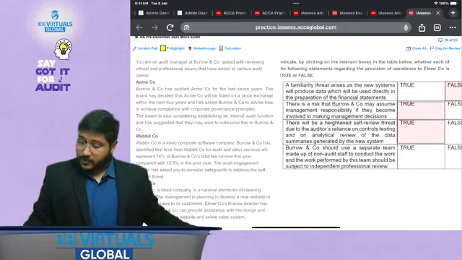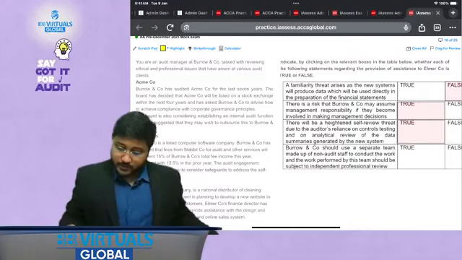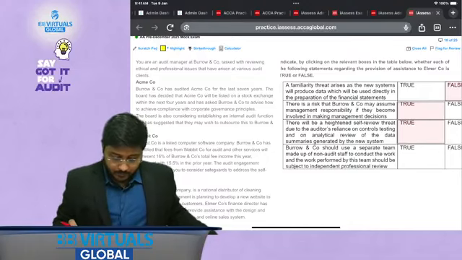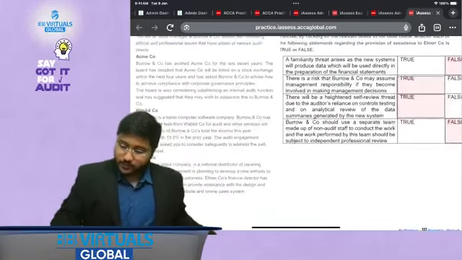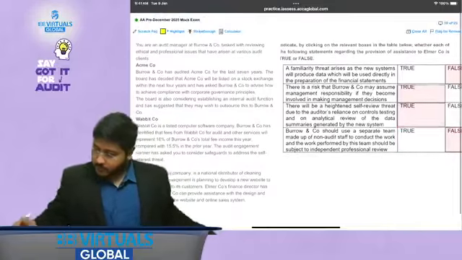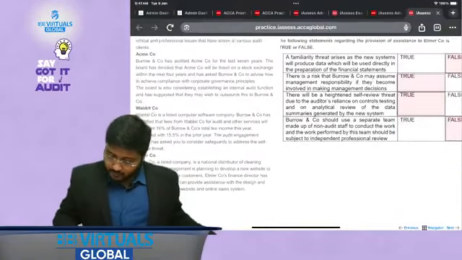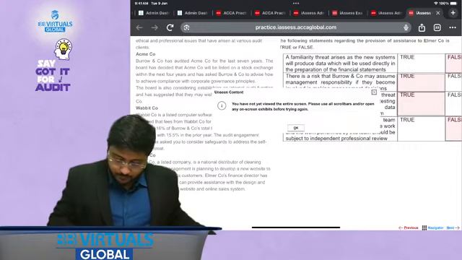Okay, so this particular point where we are confused for the 5th one, Borough and Company should use a separate team made up of non-audit staff, is for the Elmer Company. Elmer Company is a listed company, therefore we cannot perform this. So this was mentioned over here also. I hope this is clear. So as of now we are not able to answer only the 4th one, so let's go to the 4th one.